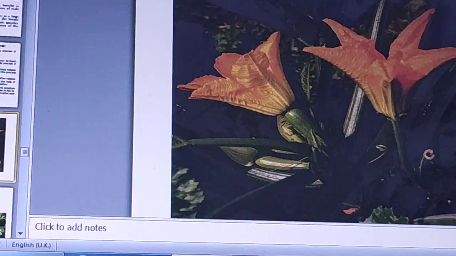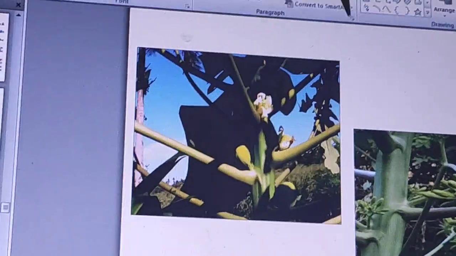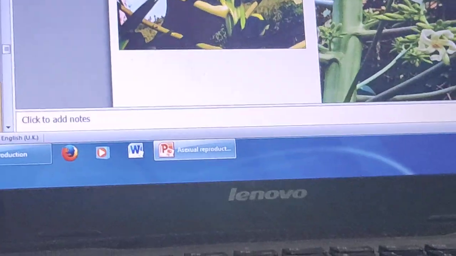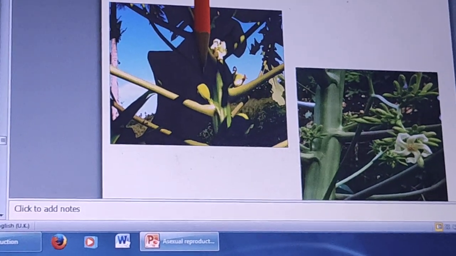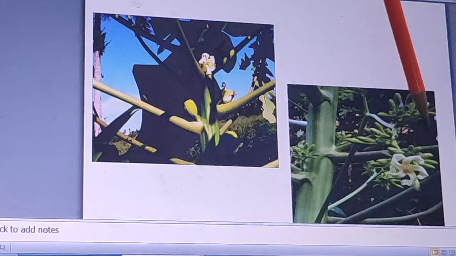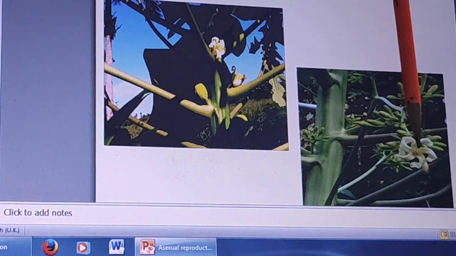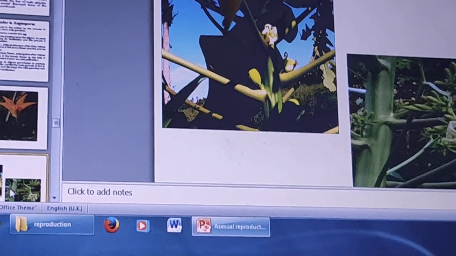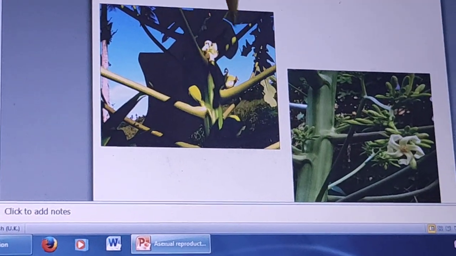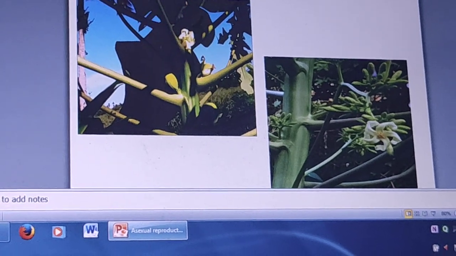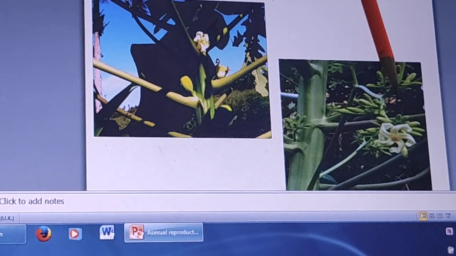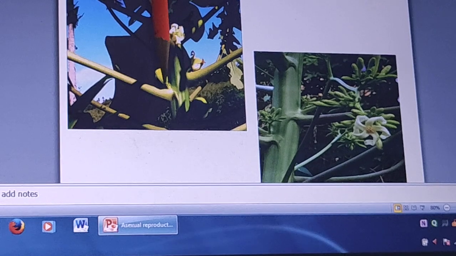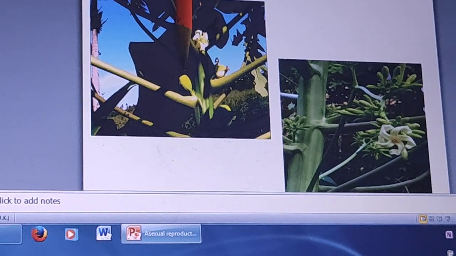Then the third case. This plant I have also already shown you. This is a male papaya plant. This is a female papaya plant. So here the pollen grain released from the anther of the male flower needs to be transferred to the female flower present in a different plant, present maybe in the surrounding or maybe any other place. That means here it needs to be transferred through the air or any other agent over a relatively long distance.